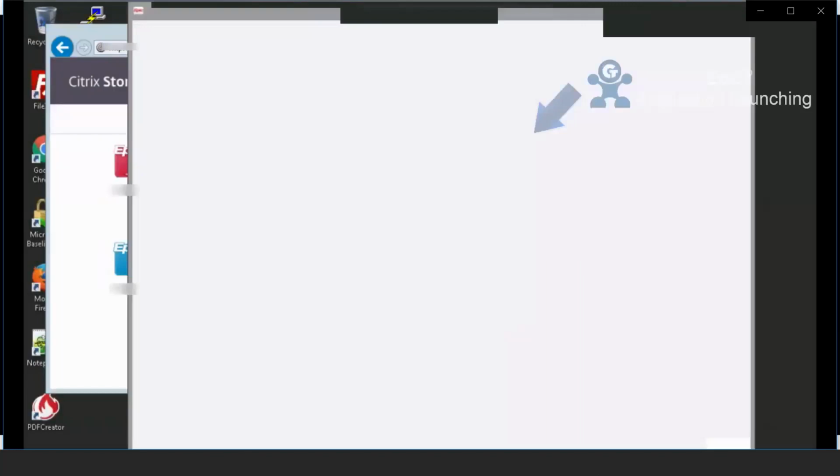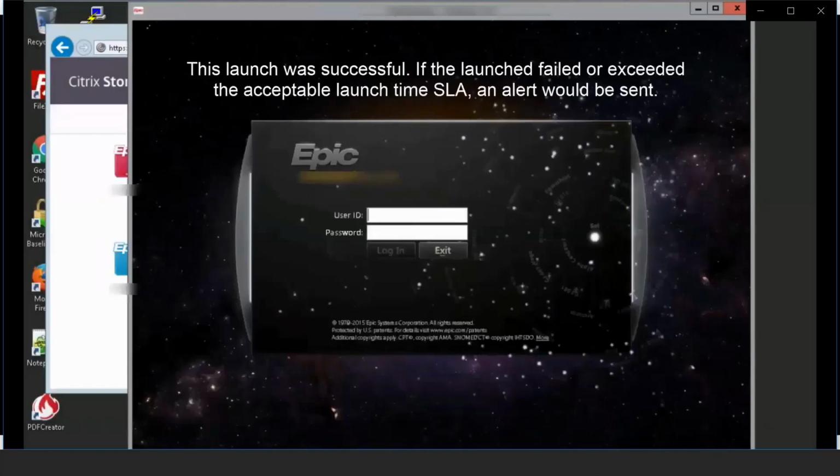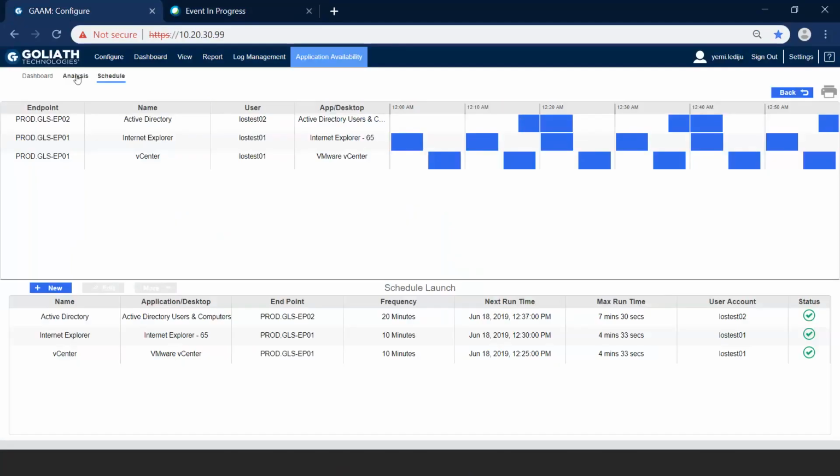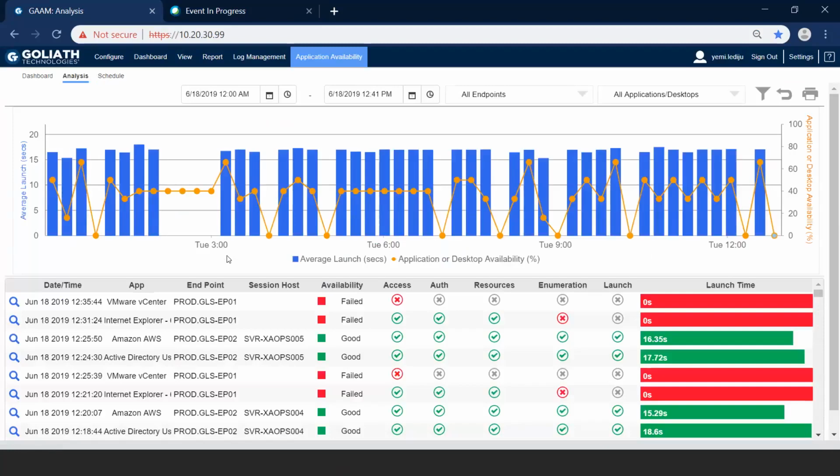But this can also be used to test the delivery of other Citrix delivered applications. And this is fully customizable, so you can set this up based on the application and based on how this best fits your use case. And if there is an issue, you can then analyze that from within the technology at the application availability analysis page.